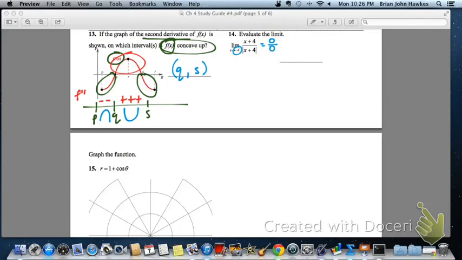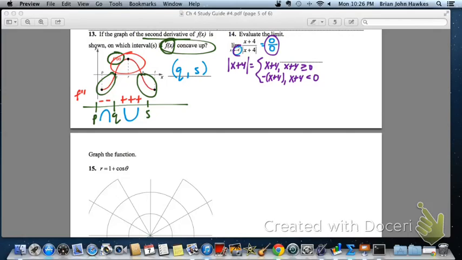Okay, well, hopefully we remember that when you get 0 over 0, that's an indeterminate form. That means that we don't really know what the limit is, nor do we even know if the limit exists. But what we do know is that the absolute value of x plus 4 is equal to x plus 4 when x plus 4 is greater than or equal to 0, but it's the opposite of x plus 4 when x plus 4 is less than 0.